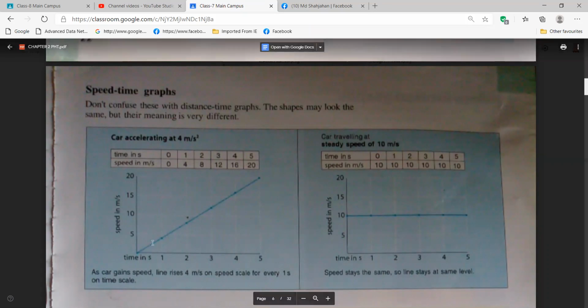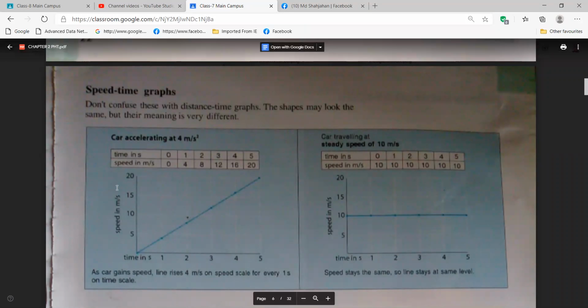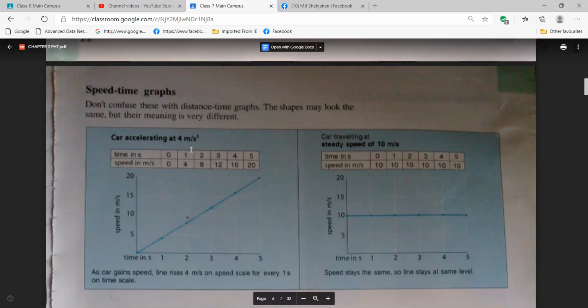If the acceleration is increasing at a constant rate, look, in 1 second we have the speed 4 meter per second. At 0, speed was 0. After 1 second, the speed is 4 meter per second. After 2 seconds, it is 8 meter per second. After 3 seconds, it is 12 meter per second. So every second, the speed is increasing by 4 meter per second. That's why the acceleration is 4 meter per second square.